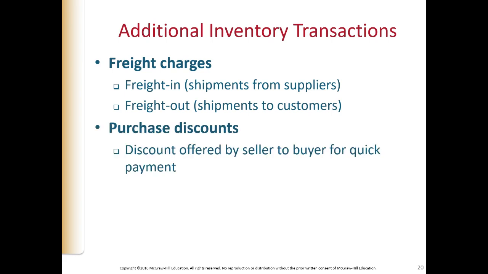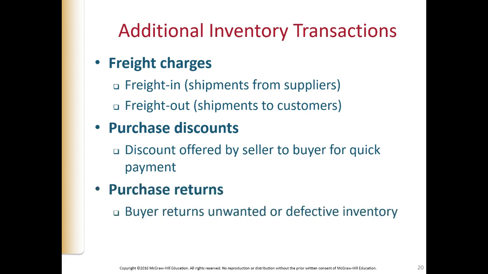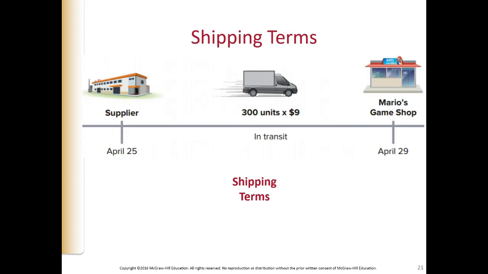Purchase discounts. Discount offered by the seller to the buyer for a quick payment. So if our supplier says to us, if you pay me within 10 days, I'll give you a 2% discount. If we take advantage of that, that is a purchase discount, and we will lower the inventory amount by that amount. Purchase returns, of course, if we buy something and it's defective or no longer needed, we can return it to the supplier, then we will record this as a purchase return, and also we will lower the inventory balance.